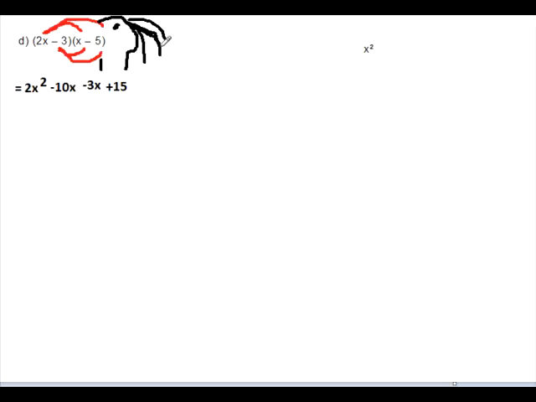Okay, so let's finish this up here right now. All right, so we're almost done, but not quite yet. All right, Josh, I'm going to pick on you. Josh, we have 2x squared negative 10x minus 3x plus 15. We're not quite done, but we're going to be. How do I finish up? Great, 2x squared, and that turns to minus 13x plus 15.